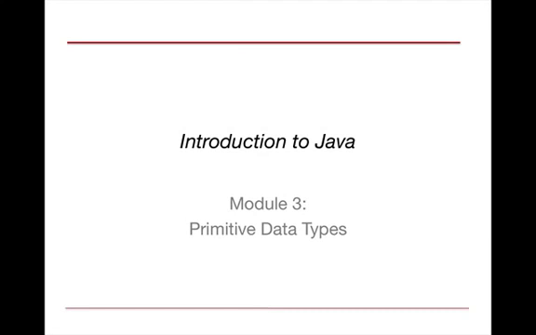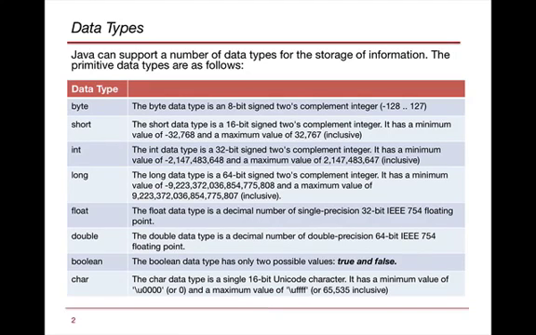Hello, this is Module 3, Primitive Data Types in Java. What we're going to learn now is variable declarations and using variables within Java, which is one of the most fundamental things that all programming languages need. First, it's important to note that there are a number of primitive data types that Java does allow for. They are listed here in this chart.